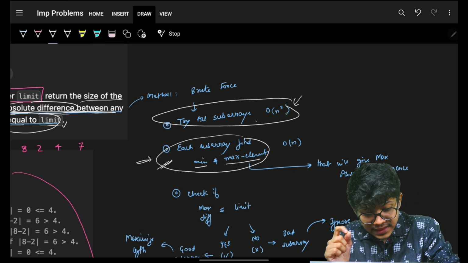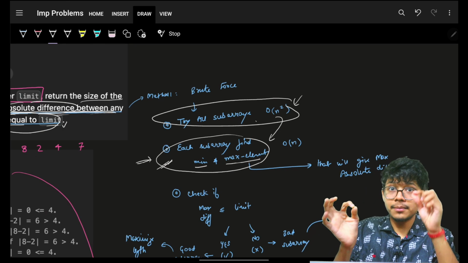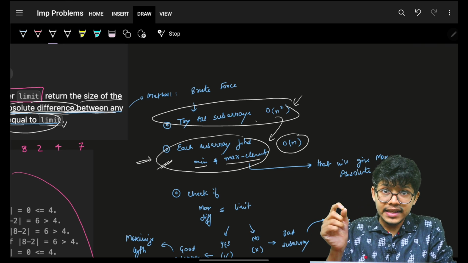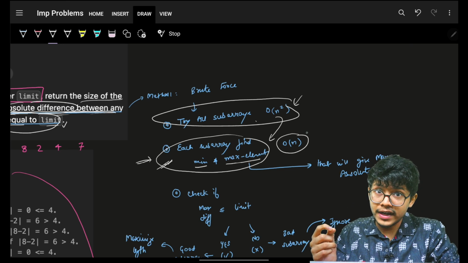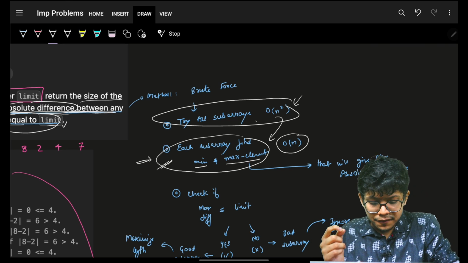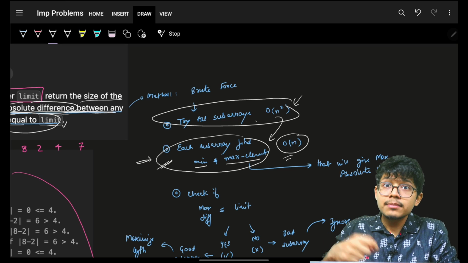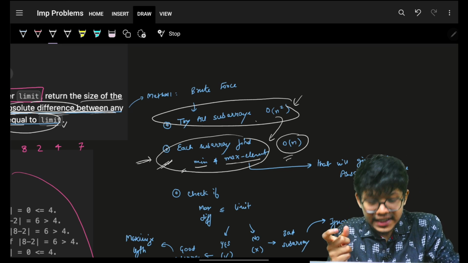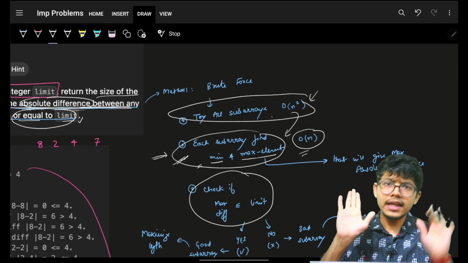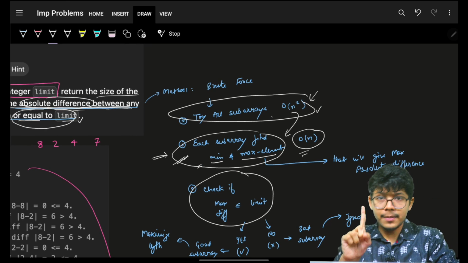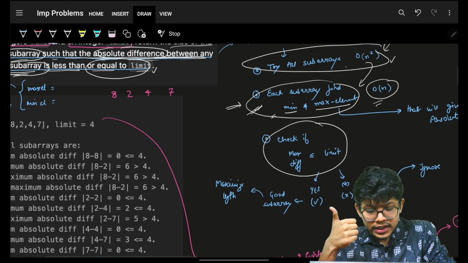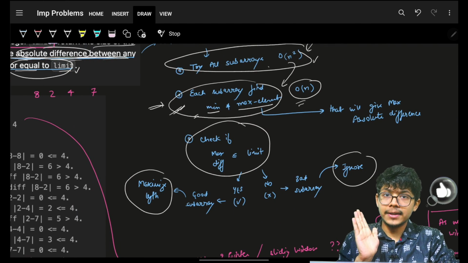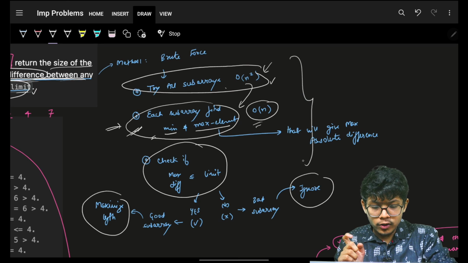So in that subarray I take the max and the min element and take their difference, and I can easily get the max and min of a subarray in O of n time. After getting that difference, I know this is the maximum absolute difference of this subarray. If this is less than or equal to my limit, then this specific subarray is good. If the subarray is good, then just maximize the length, else ignore it and try the next subarray. Now we know that this will take O of n cube time.